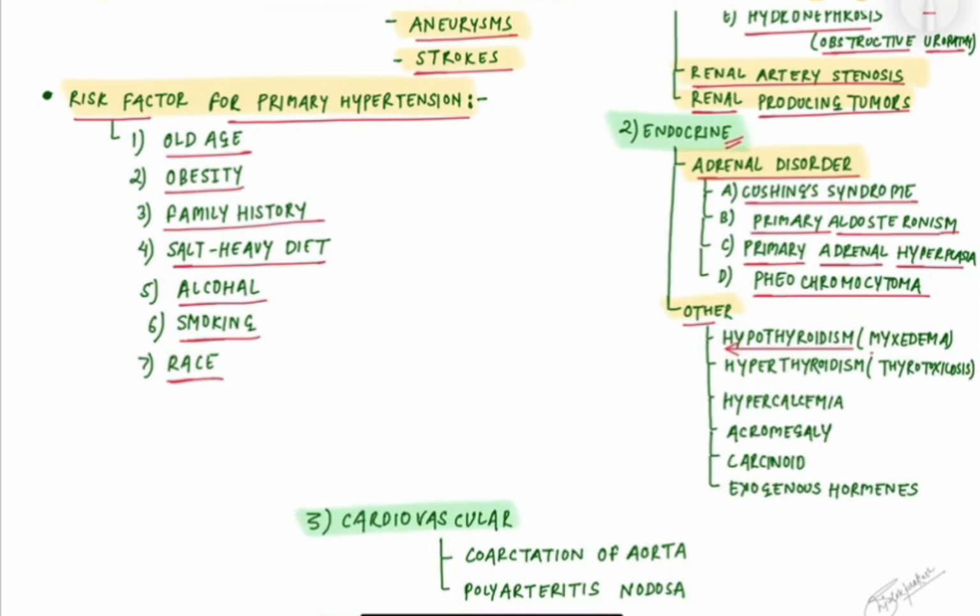Hypothyroidism like myxedema. Hyperthyroidism like thyrotoxicosis. Hypercalcemia, acromegaly, excess growth hormone produced by the pituitary gland, carcinoid, or exogenous hormones like OCPs.